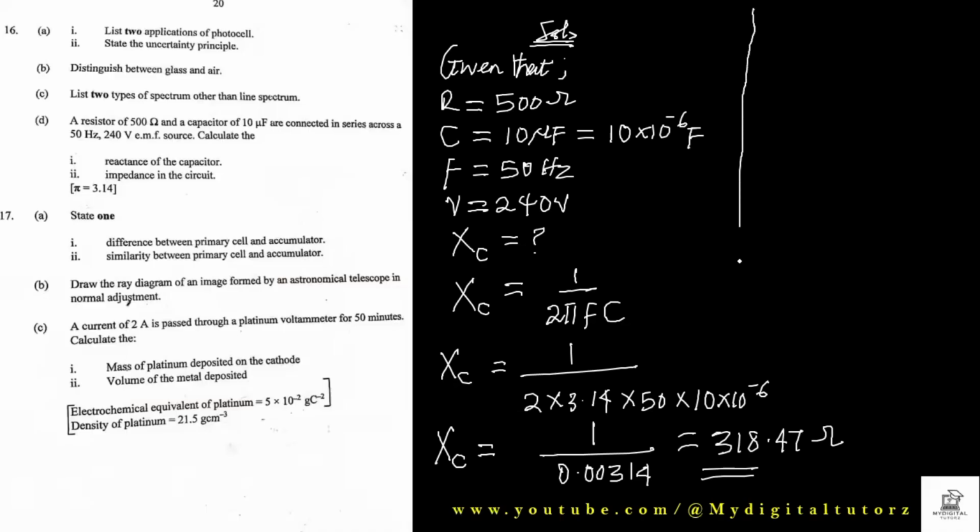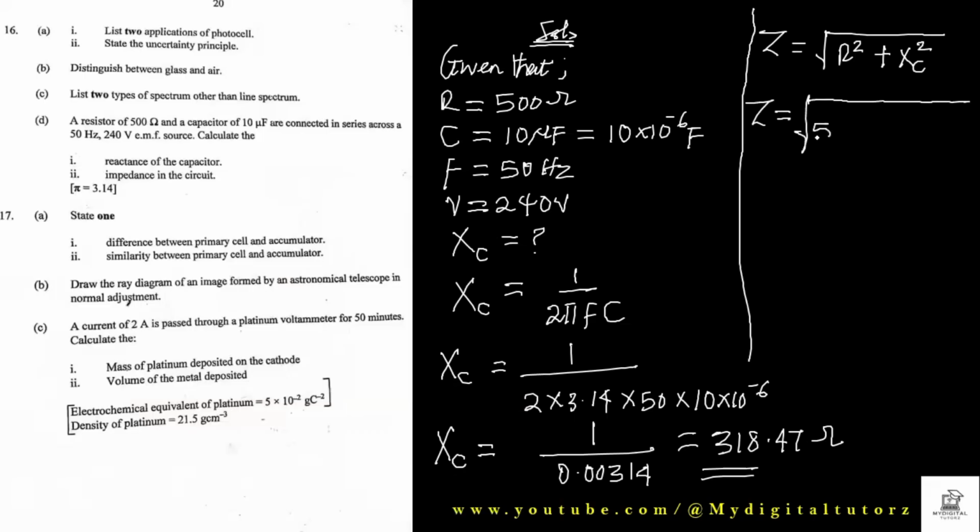So the next one is to calculate the impedance. Impedance is the overall opposition offered by both the capacitor and the resistor. So we use Z to represent the impedance, which is equal to the root of R squared plus XC squared. Since this is just an RC circuit, that is a resistor-capacitor circuit, there's no inductance. So Z will be equal to root of R, which is 500, so 500 squared, plus the reactance of the capacitor, which is 318.47, all squared.